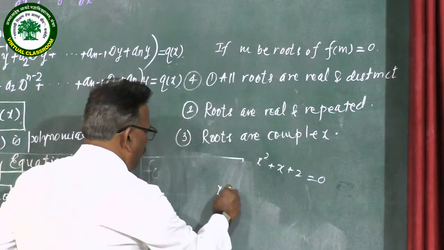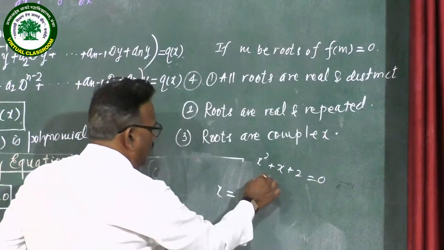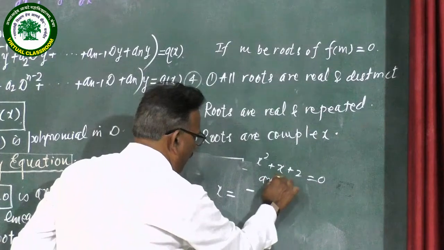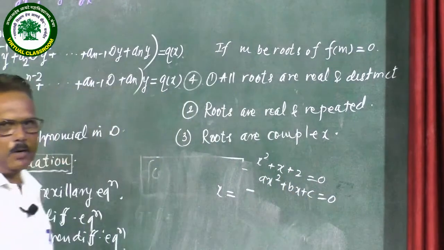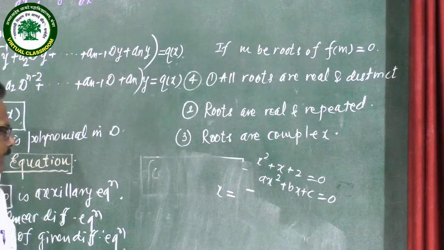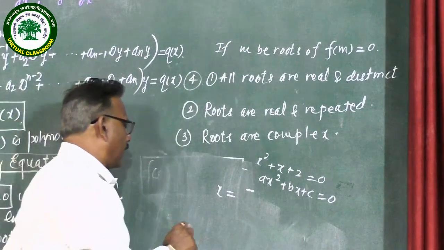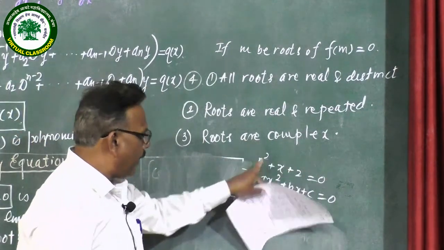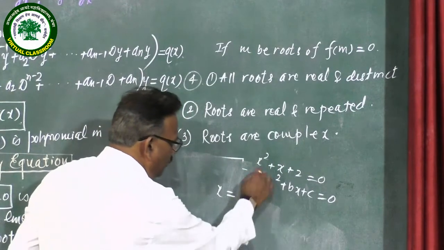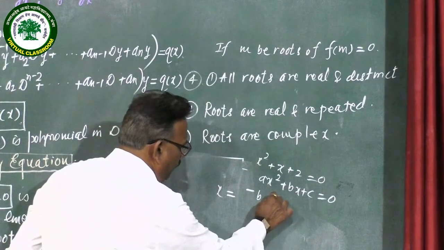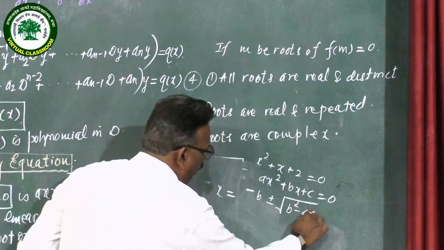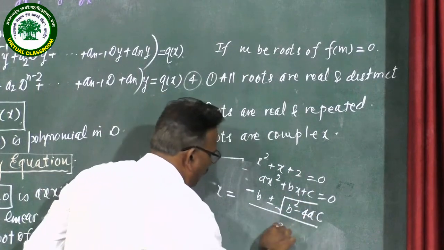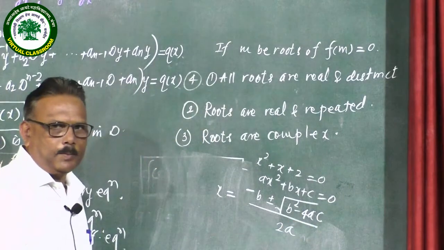Compare it to a x square plus b x plus c is equal to 0, which is a quadratic equation. While you are solving this quadratic equation, that means you are interested to find the values of x. x will be minus b plus or minus root of b square minus 4ac divided by twice a. It is the solution of this equation.